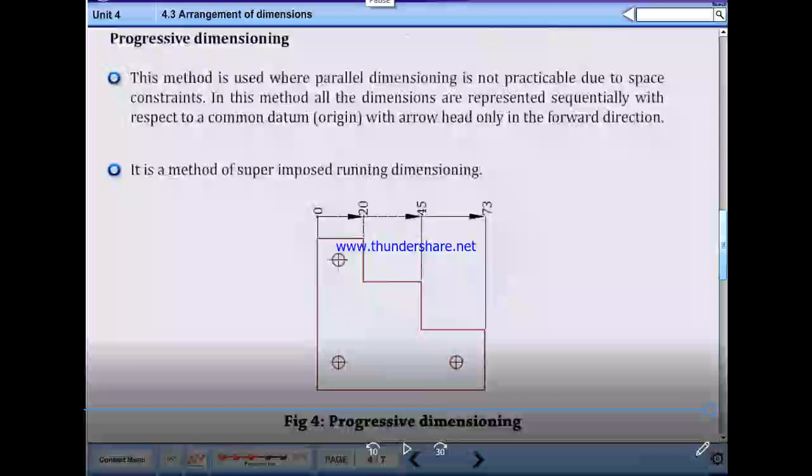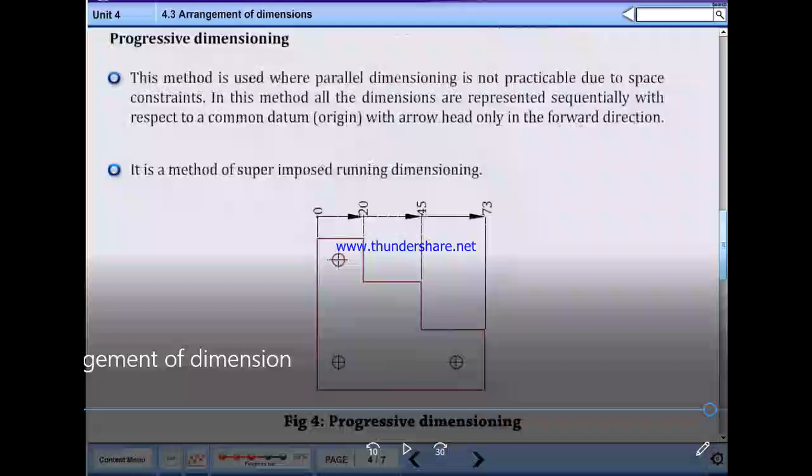Now progressive dimensioning. This method is used where parallel dimensioning is not practicable due to space constraints. In this method, all the dimensions are represented sequentially with respect to a common datum, that is the origin, with the arrowhead only in the forward direction. It is a method of superimposed running dimensions. Please note down this example.